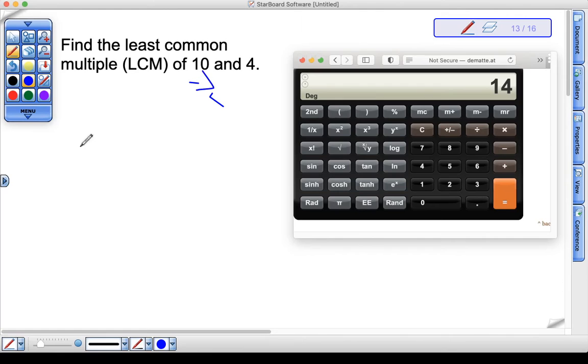So I've got my 10 here, and I'm going to write it down first: 10. If I take another 10 to that, I will get 20. If I have another 10, I will get 30. Another 10, I will get 40.